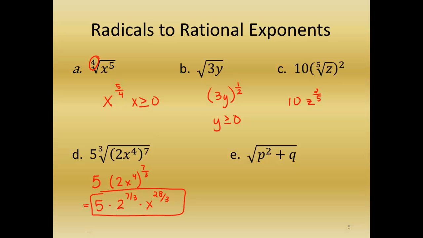Part E, we're going to take this quantity here, and it's in a square root, so I'm going to have p squared plus q, and we're going to raise the entire thing to the 1/2 power. Again, this is an even root, and it is the radicand, so we're going to take a look at the radicand must be greater than or equal to 0.